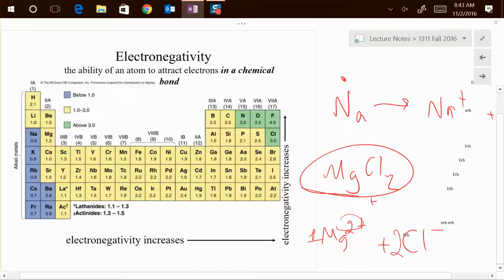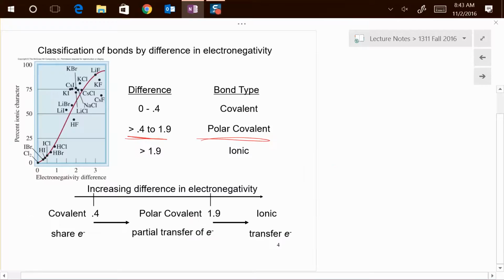Okay? Look at oxygen and hydrogen. 3.5 and 2.1. So we have 3.5 minus 2.1. So we get an electronegativity difference of 1.4. So it is very polar covalent. It's into that polar covalent region.